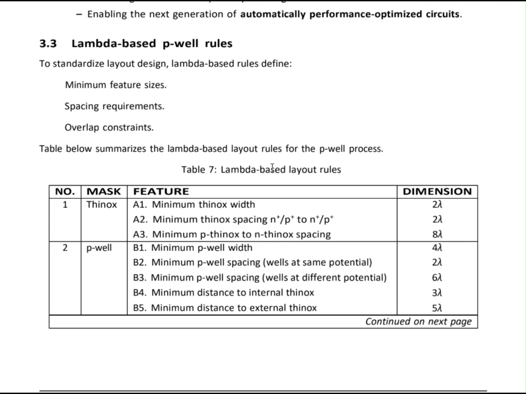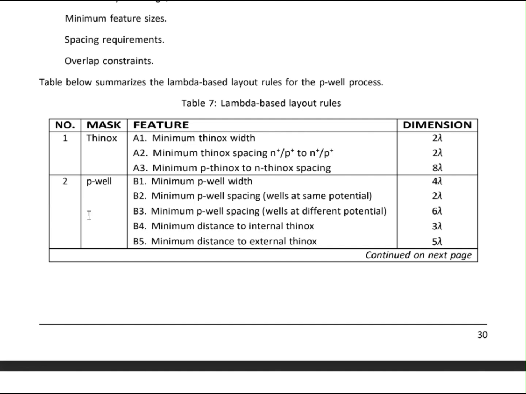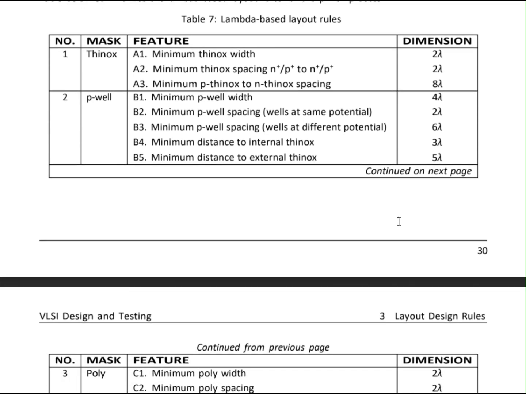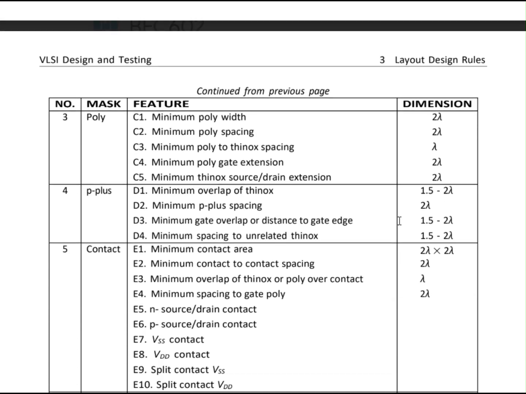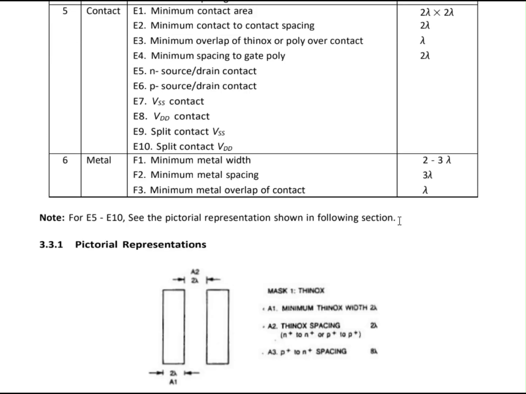So this is the lambda based layout rules. The minimum distance between the, so these rules are based on the dimension. For P-well, the minimum P-well width should be 4 lambda and minimum distance to the external thin ox should be 5 lambda. Similarly, each and every mask has different lambda values.